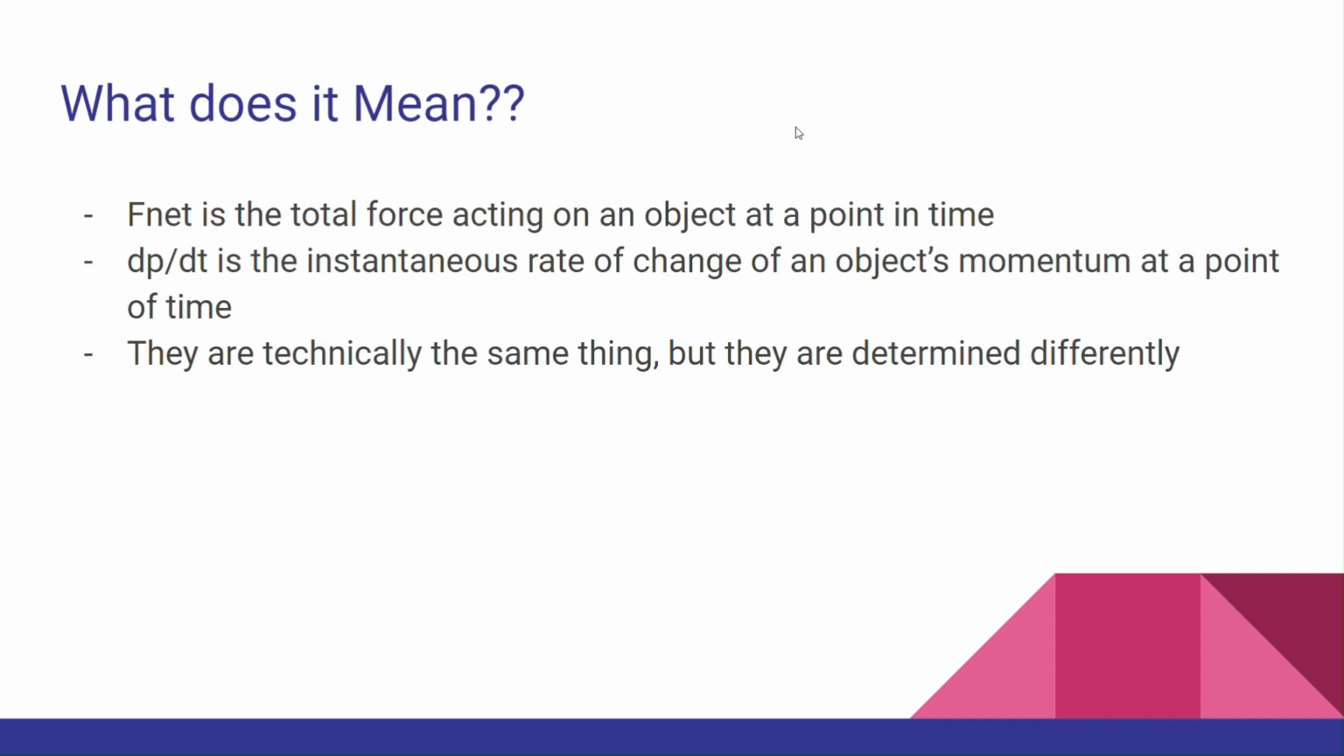Okay, so what does it mean? This is referring to part 1. F net is the total force acting on an object at a point in time. dp/dt is the instantaneous rate of change of an object's momentum at a point in time, and they're technically the same thing, but they are determined differently. For F net, you need mass and acceleration, and then dp/dt is final momentum minus initial divided by time.